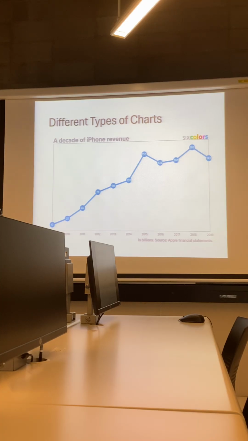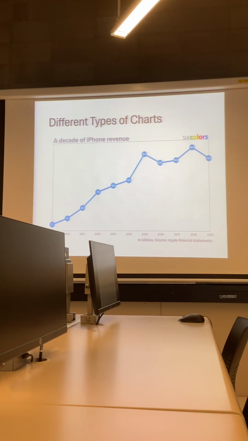Take a look at the chart. How much is the revenue in 2019? And then in 2009, how much is the revenue?